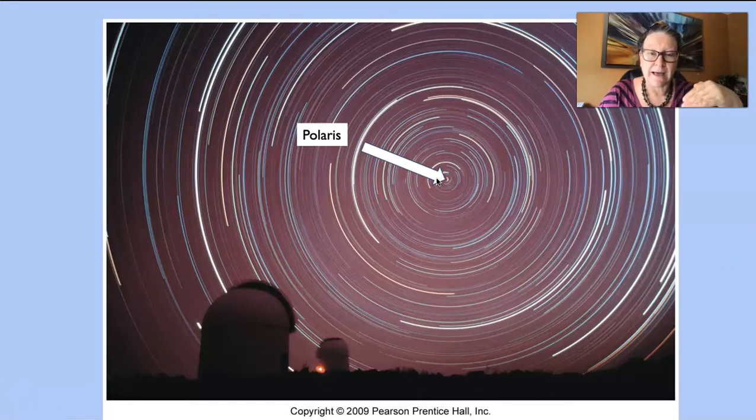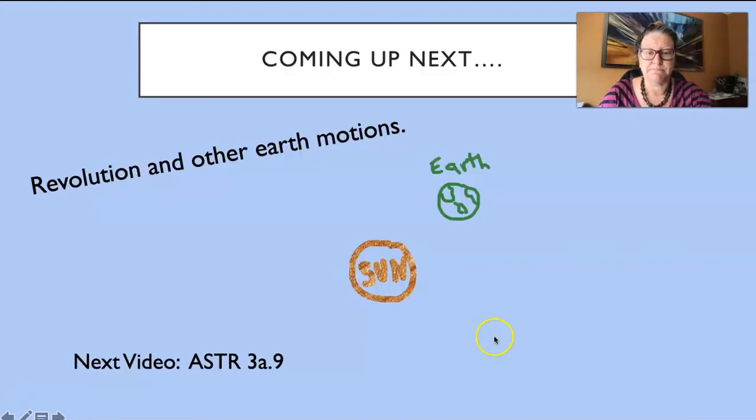As you go lower in latitude, the angle of Polaris above the horizon is less and less. So let's say, for example, that the angle between the horizon and Polaris here is 35 degrees. Well, that would mean that you are at 35 degrees north latitude. So again, this is another piece of evidence that the Earth is rotating.